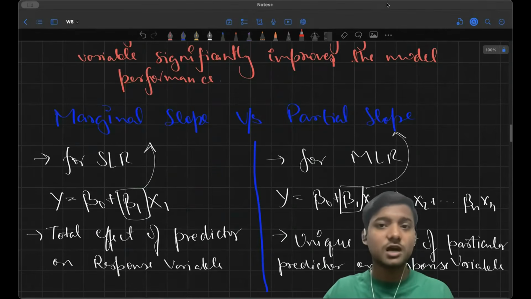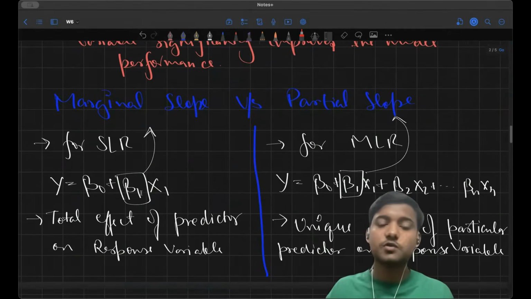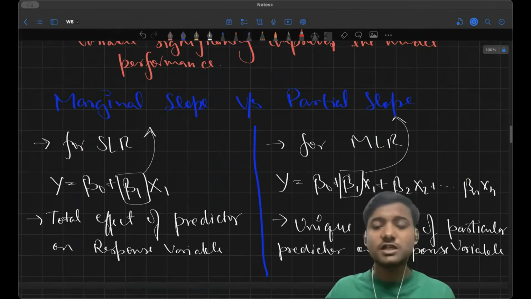Why do we call this marginal? Because this slope is taking account of all the things, all the input variables you have. Here we only have x1. So it is the total effect of the predictor on the response variable. So this beta 1 is the total effect. But when we come to the partial slope, this beta 1 is not the total effect of just x1.